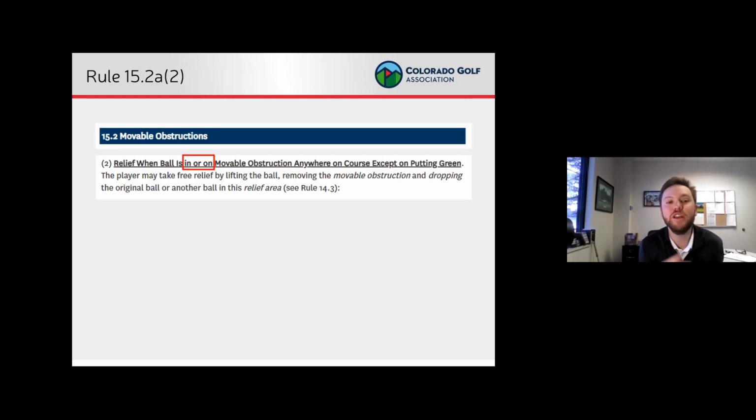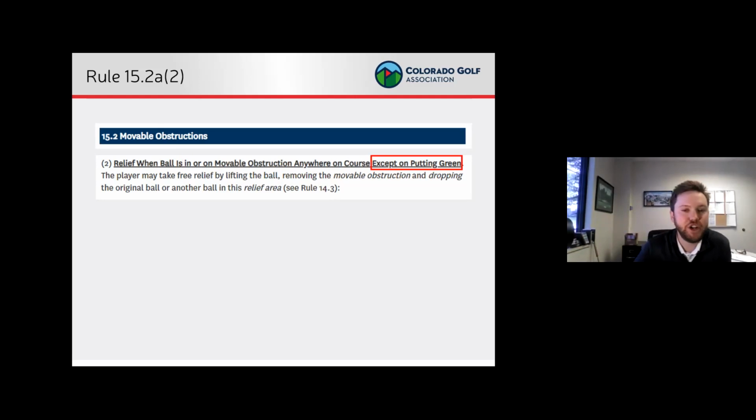It's in or on a movable obstruction anywhere on the course. And again, like we saw earlier, this is except on the putting green. So this encompasses the teeing area, bunker, penalty area, or general area. Putting green is number 3. These are those 4 specific other areas of the course. It says the player may take relief. Okay, may. You don't have to. You can play it off the towel if you wanted to.